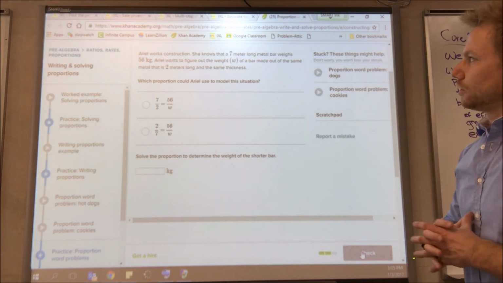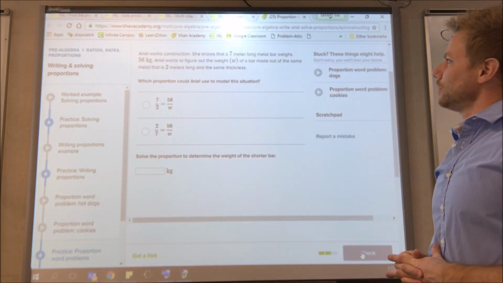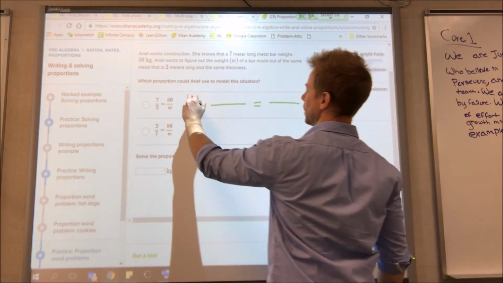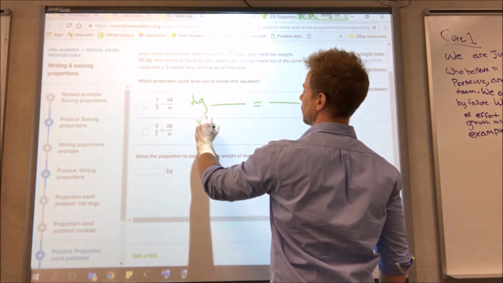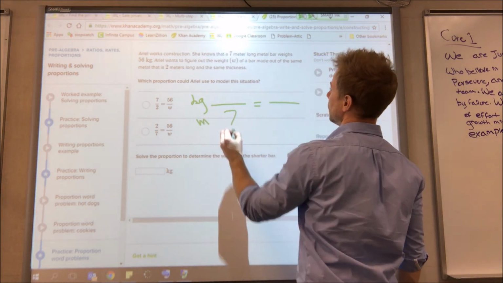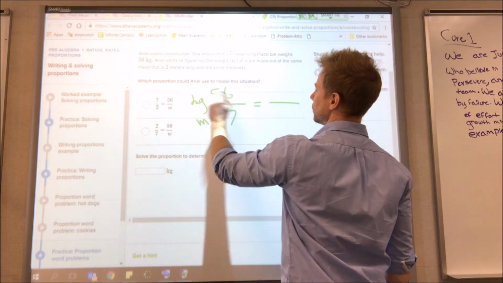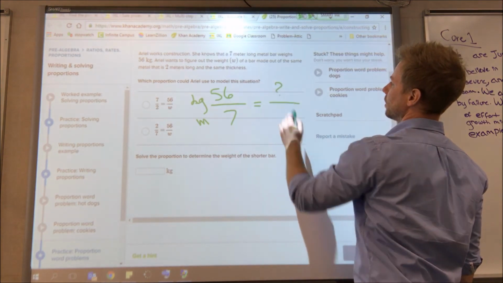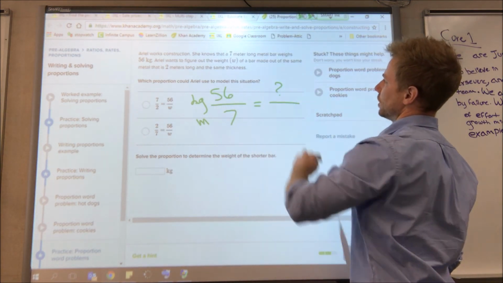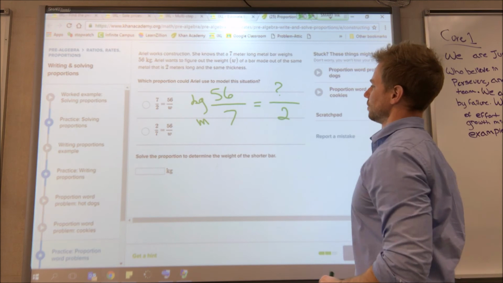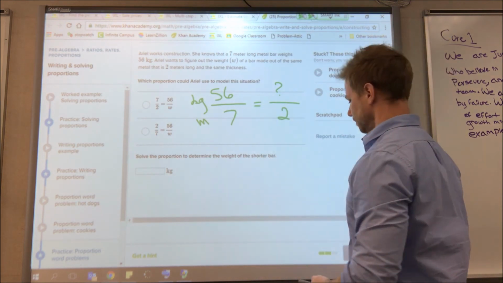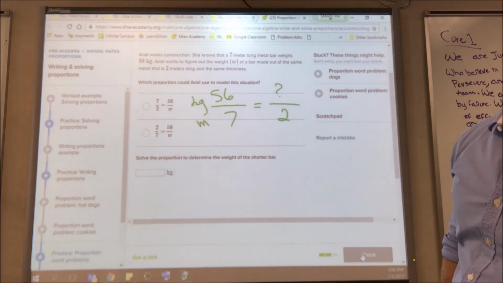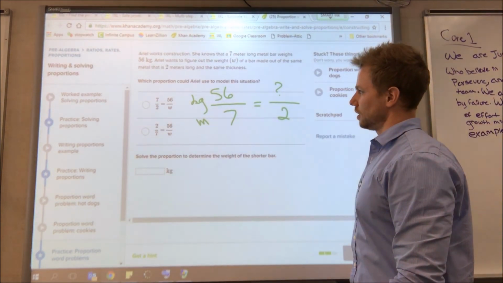Next question, Ariel works construction. She knows that a 7-meter long metal bar weighs 56 kilograms. So I already know my labels are kilograms and meters. 7-meter bar weighs 56 kilograms. She wants to figure out the weight of a bar. So question mark in the weight, which is kilograms, that is 2 meters long. So cross multiply, divide. 56 times 2 is 112. Divided by 7 turns out to be 16.